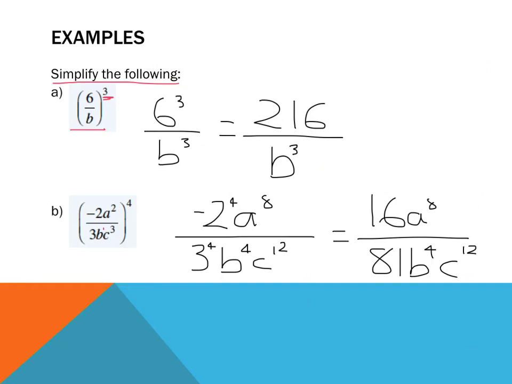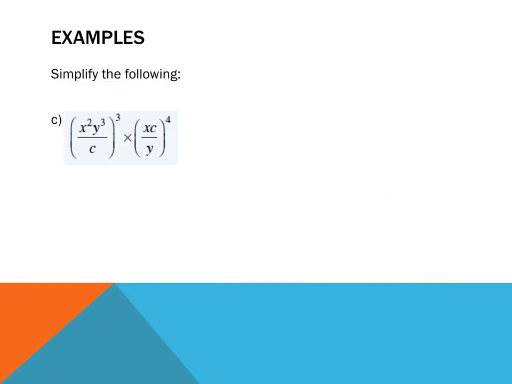Okay, I look at 16 and 81, and I ask myself, can I simplify that any further? No, there's not a number that goes into both of those. The other thing with it as well is there's no pronumeral on the top that there is on the bottom. I've got B's and C's on the top and an A on the bottom, so I leave it that way. My very last example looks really hard, but it's actually really easy, okay?